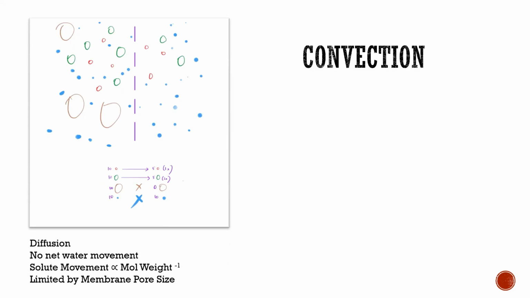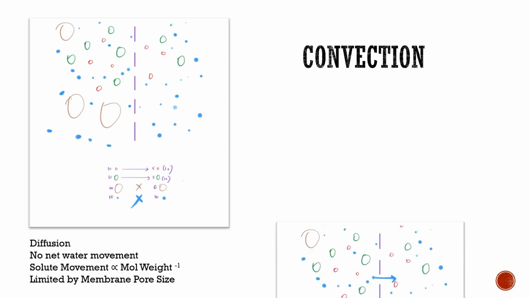The large molecules like protein-bound toxins are much bigger and cannot cross the membrane pores easily, so they remain confined to the blood side. And finally, note that during diffusion, there is no net water movement, only solute exchange. So to summarize this part, diffusion occurs along a concentration gradient. Smaller molecules move faster than the larger ones. The membrane pore size limits solute movement, and there is no net water movement in diffusion.